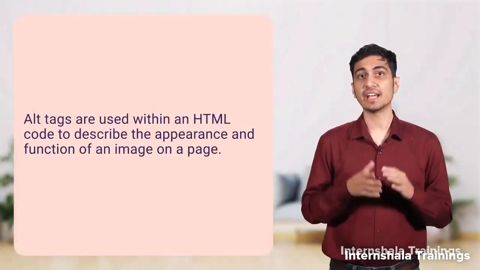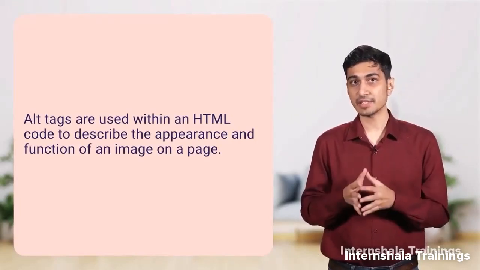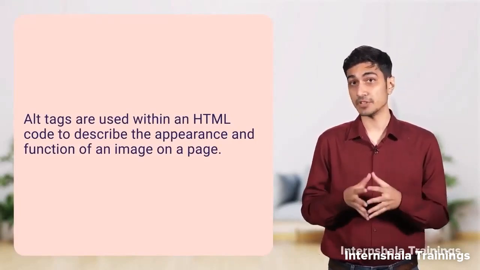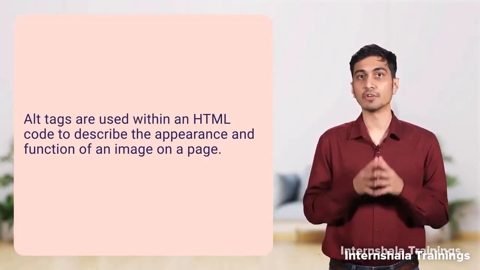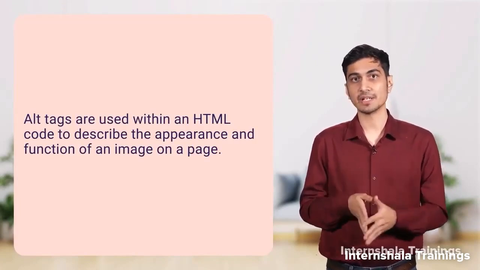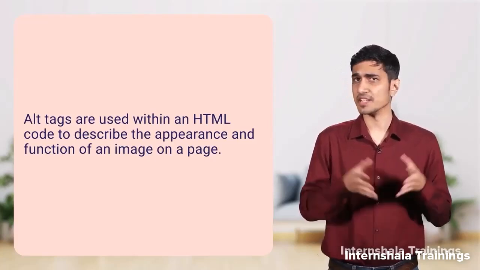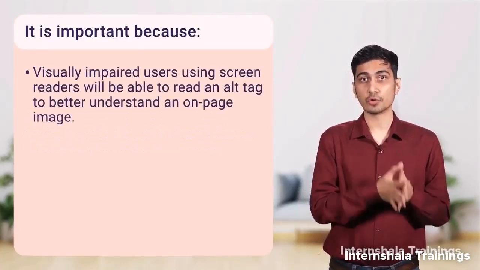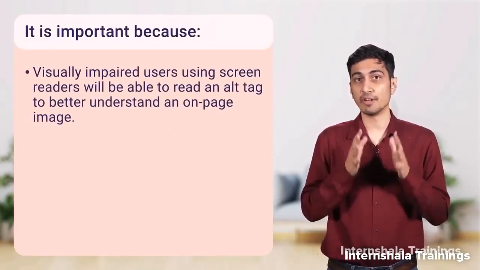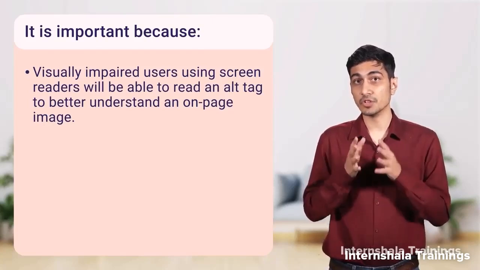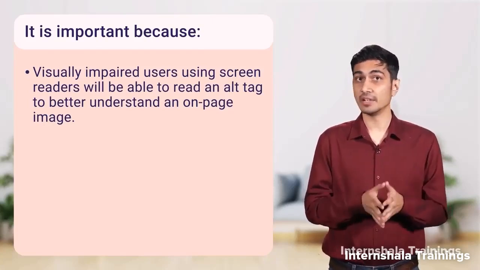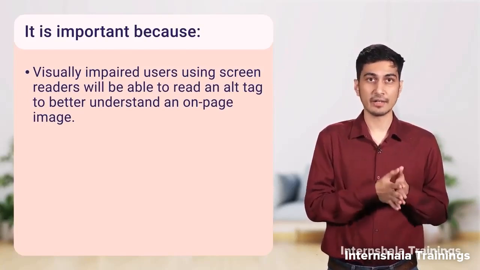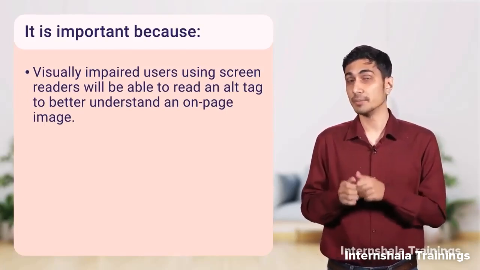The next tag we are going to talk about is the image alt tag. Alt tags are used within an HTML code to describe the appearance and function of an image on a page. It is a good idea to have your targeted keywords and their synonyms in the image alt text. Why is it important? First, adding alternative text to photos is an important principle of web accessibility. Visually impaired users using screen readers will be able to read an alt tag to better understand an on-page image.